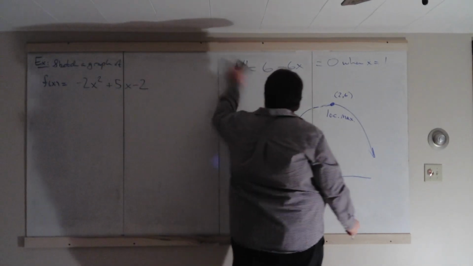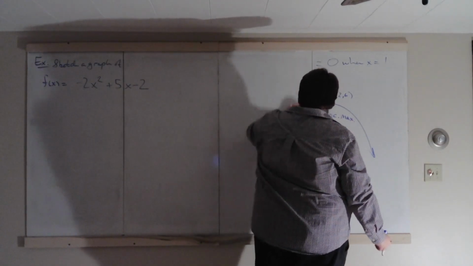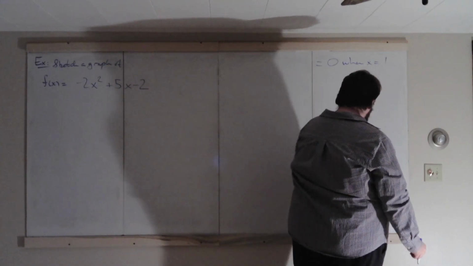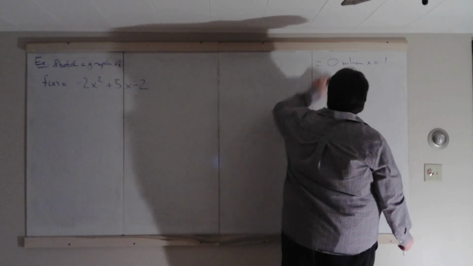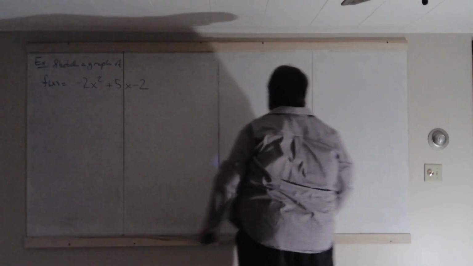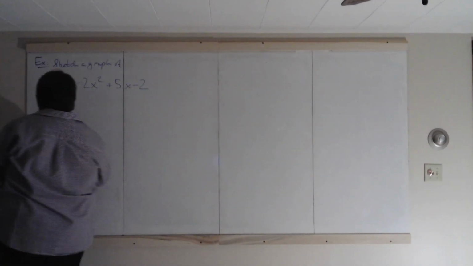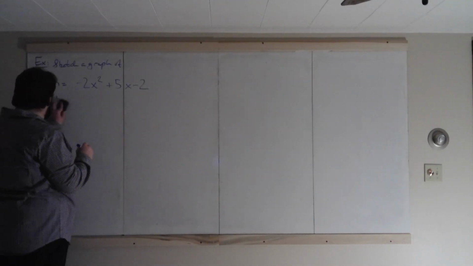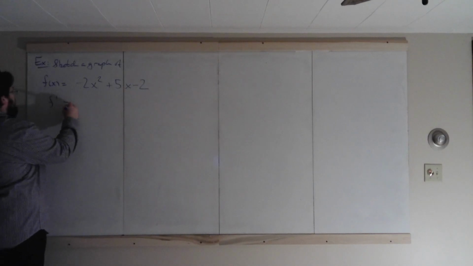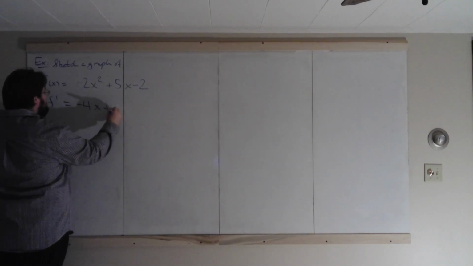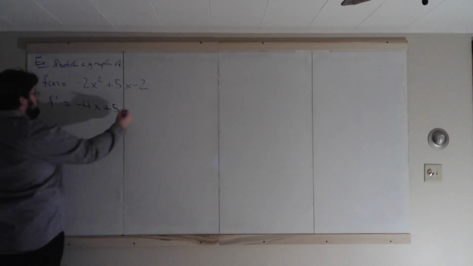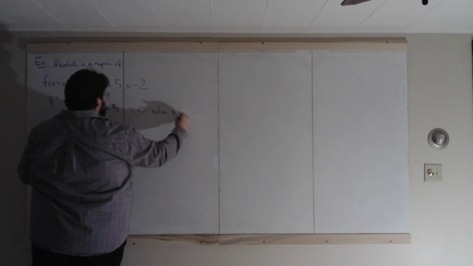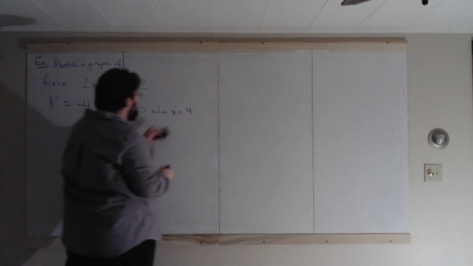Well, again, we're going to do the same thing. First and second derivatives, positive, negative. Piece together the graph. So here, first derivative: negative 4x plus 5. Where does this equal 0? This equals 0 when x equals 4/5. No, when x equals 5/4.